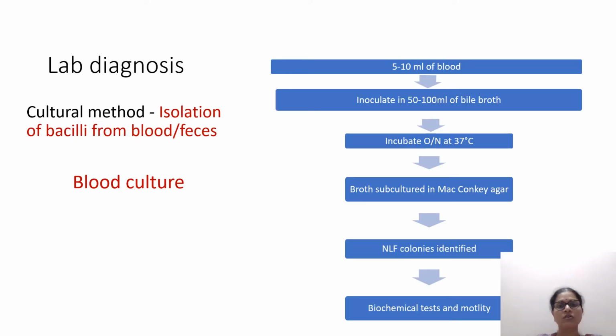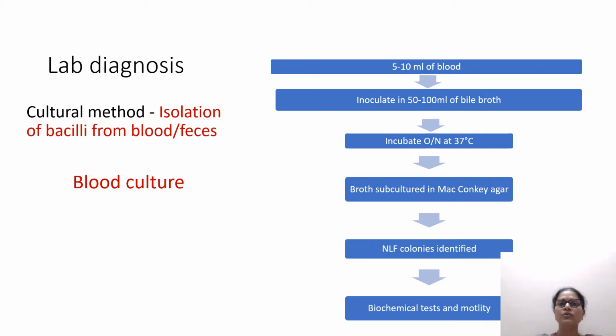How to detect this organism in the laboratory? We usually follow two methods. The first one is the cultural method and the second one is the serological method. In cultural method, we are going to isolate the bacilli from either blood or fecal material.